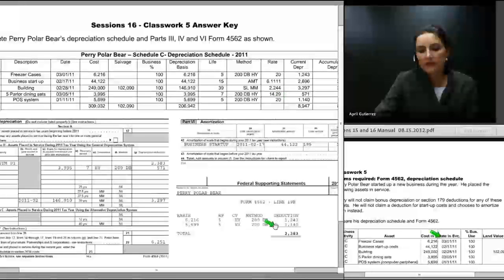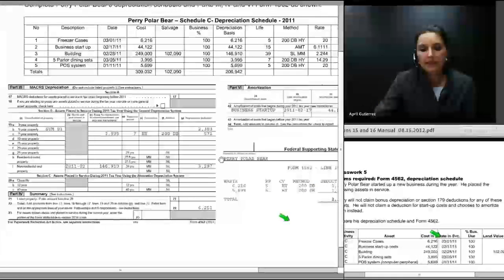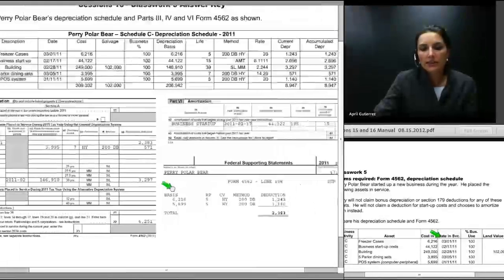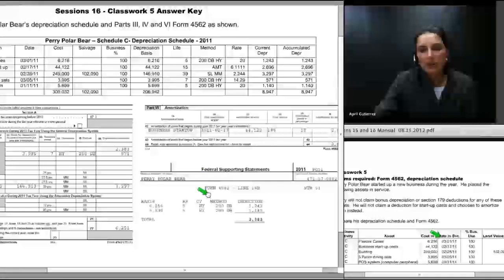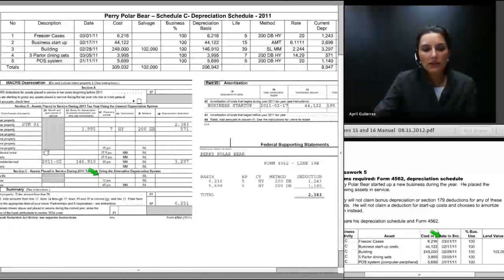Well, if you take $1,140 of depreciation for the point of sale system and add that to the $1,243 of depreciation on the freezer cases, you end up with $2,383 of depreciation for assets that have a 5-year life, and that's why we've entered $2,383 on line 19b, but we've entered Statement 1, and Statement 1 provides a description of the items that would normally appear in these columns. And there's simply not enough space for more than one asset. That's why we attached a statement. Next step is to add up the depreciation deductions.